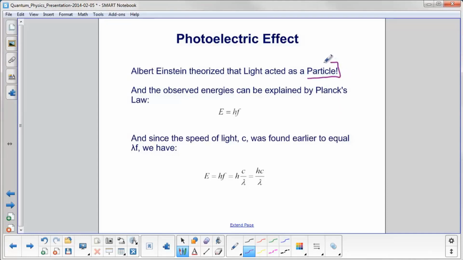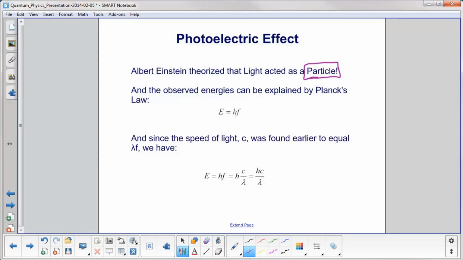The wave theory of light had been in place for a couple hundred years by this time. Newton originally said that light was a particle, and he explained many phenomena using that model. Afterwards, the wave theory of light took precedence. Now Einstein's going right back to Newton.